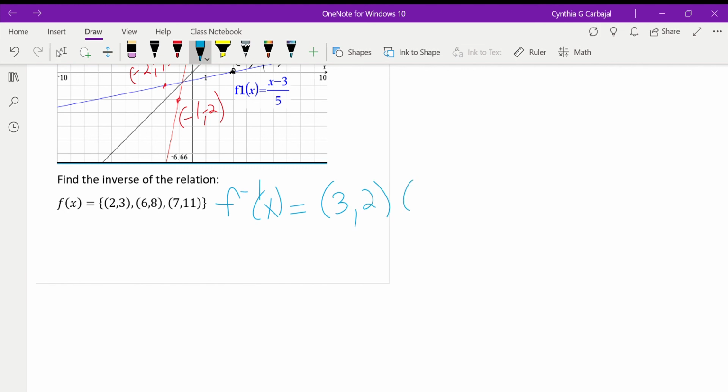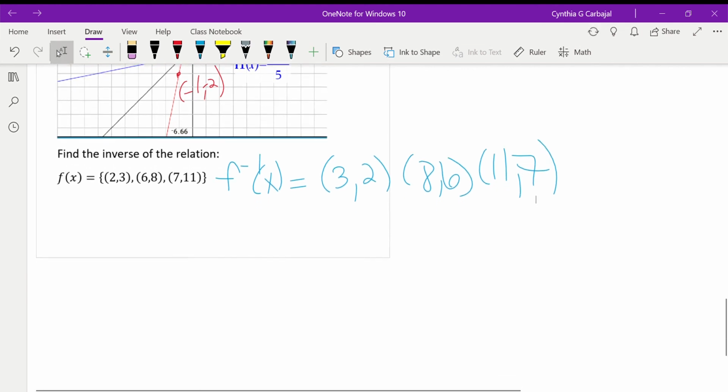Then my second point is 6, 8. Oops, so now it would be 8, 6. My third point is 7, 11. So now it's 11, 7. Okay? Super easy when you just get points. And also when you get a grade.